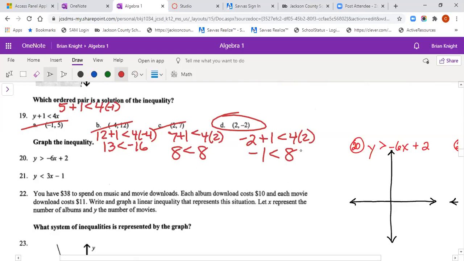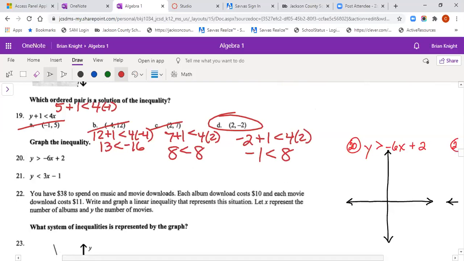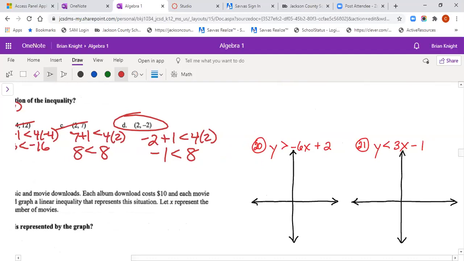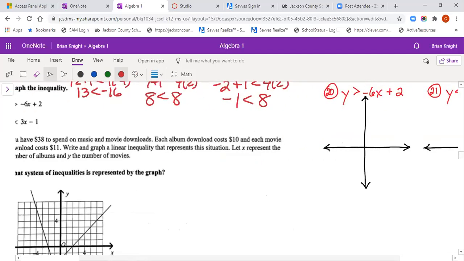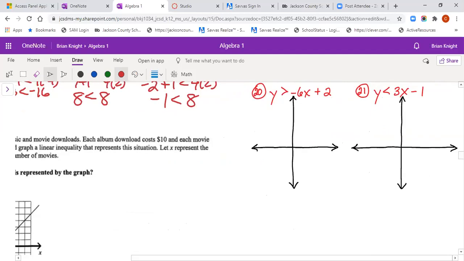Hey, I do have my graphs over here. I've already made them. I thought I did that earlier, but I didn't apparently. So 20 and 21. Oh, okay. I even wrote the problem. So here you are graphing the inequality. So where do I start at?